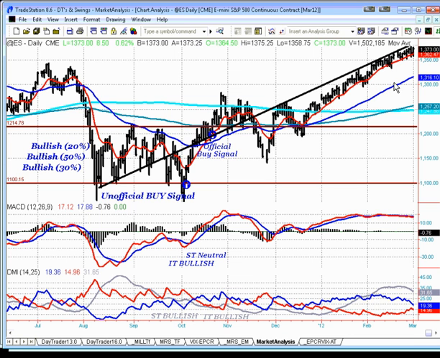We should get a move back to this intermediate term measure of trend following support resistance right around 1300 to 1320. In fact, that's what we've informed our clients, that once we get a pullback to the 1300 to 1320 level, we're going to be looking to add more exposure. We've already reached our first target.